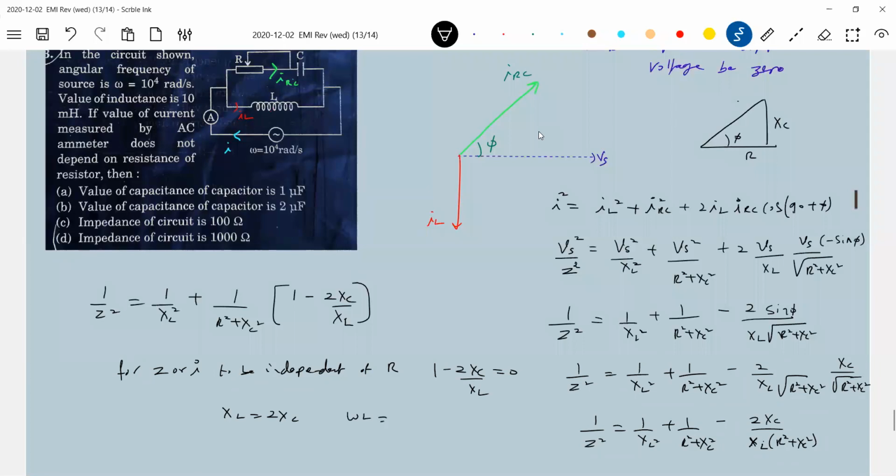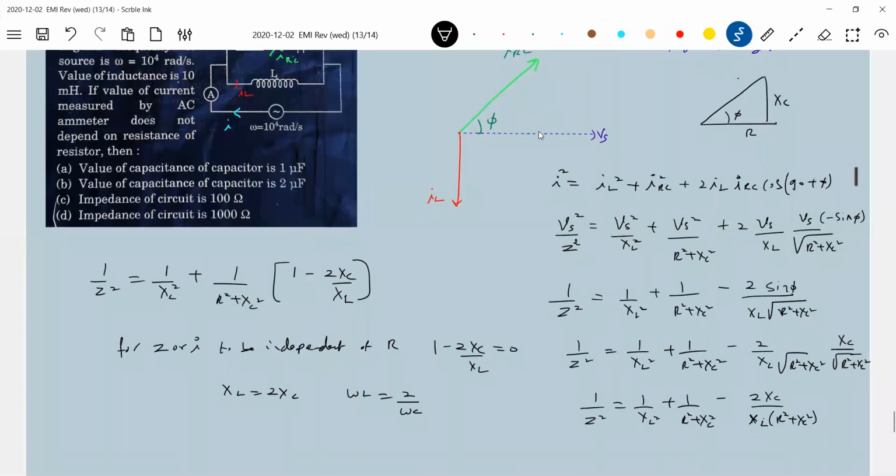So this will be omega L equal to 2 by omega C. It is asking the value of capacitance. So C is equal to... substituting this, we have to check options A and B. Which option will we get? Option B. So C will be 2 microfarad.